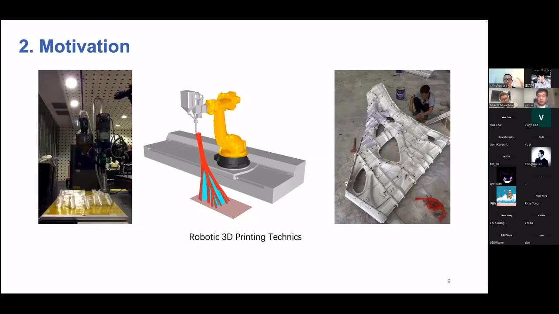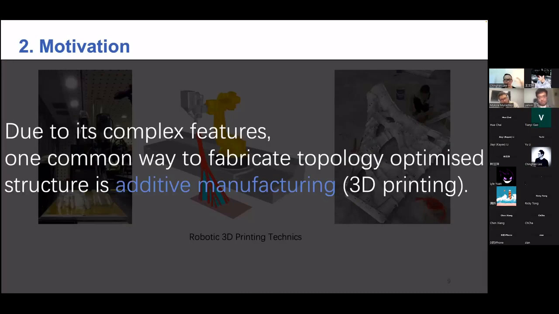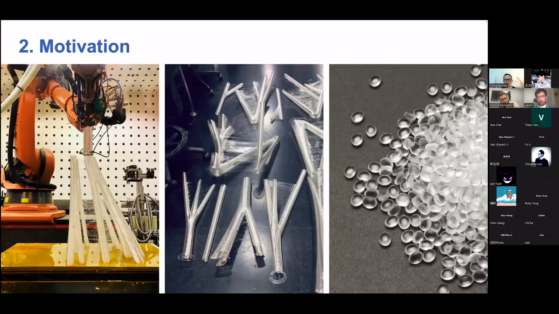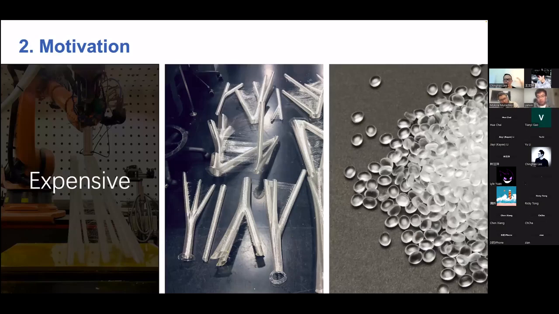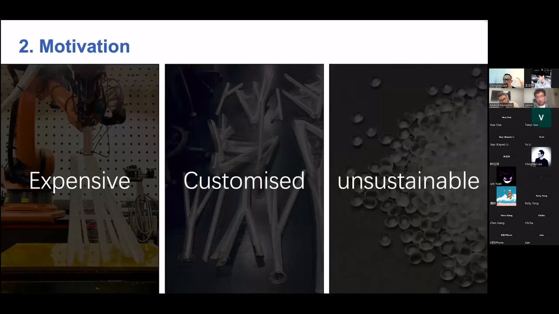Therefore, as you can see, due to the complex features of topology optimization, one common way to fabricate the form is additive manufacturing, which is 3D printing. However, robotic 3D printing techniques may bring some shortcomings, such as being expensive, which means we have to buy one large robotic machine to print it; customized, which means we have to fabricate many special components to assemble; and unsustainable, because the printing material is always plastic, concrete, or metal, which are not so friendly to our environment.